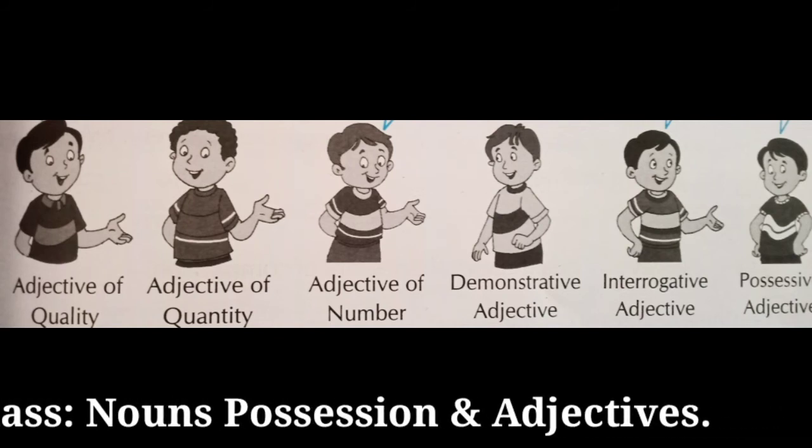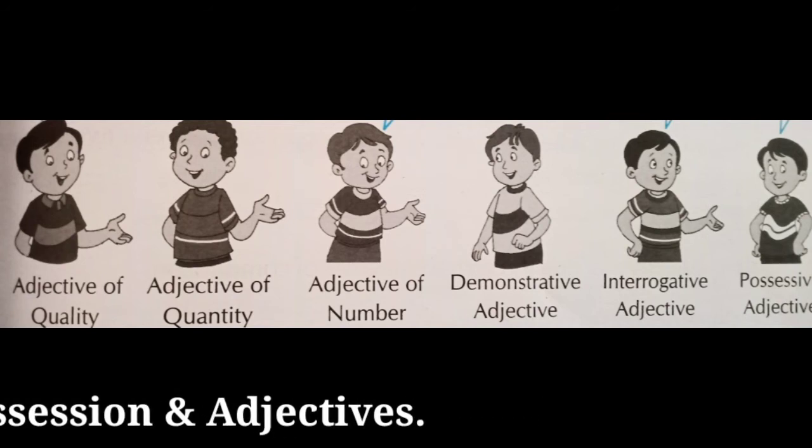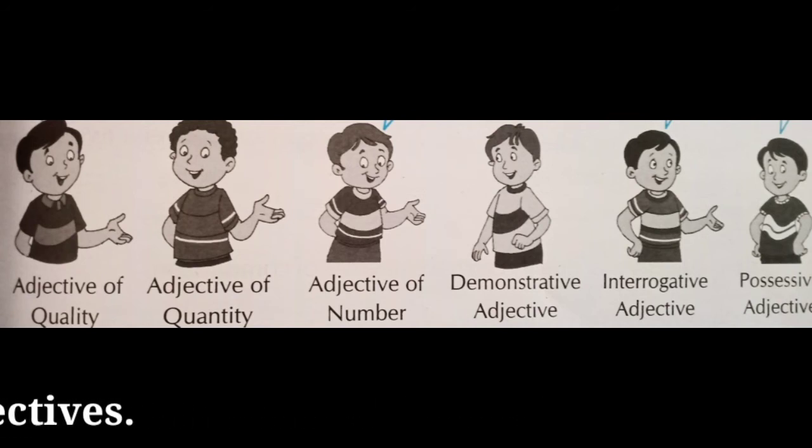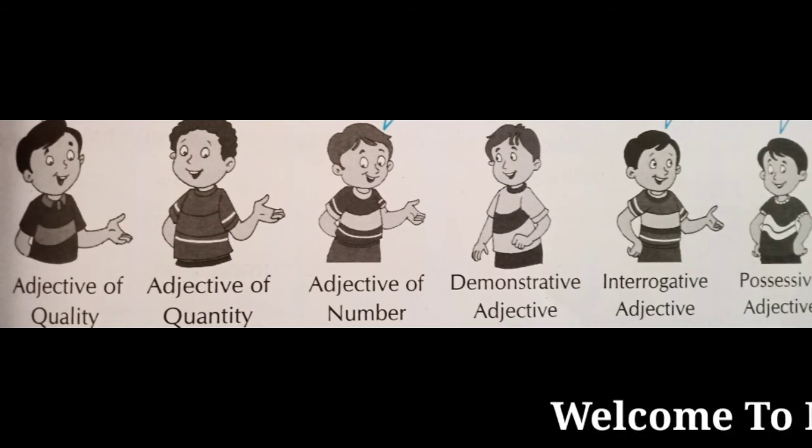Let's learn about some adjectives of quantity and number which convey the same idea. Little, few. Both little and few convey the same idea. But little is an adjective of quantity whereas few is an adjective of number. Little is used with uncountable nouns. Few is used with countable nouns.